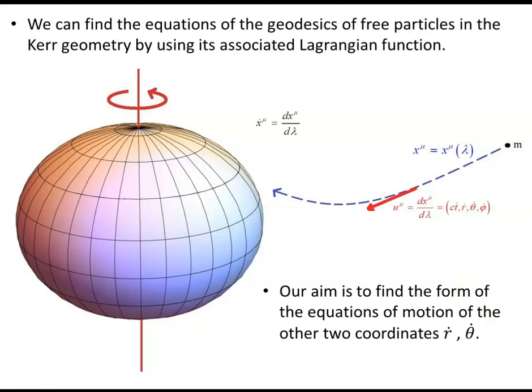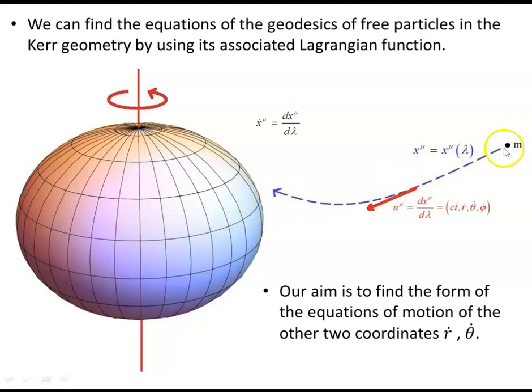So we can find the equations of the geodesics of free particles in the Kerr geometry by using its associated Lagrangian function. We have a source mass here rotating. We have a free particle of mass m over here. It could be anything, a very small particle, a test mass, or a whole spaceship with observers inside. This particle is a free particle that moves along geodesics.